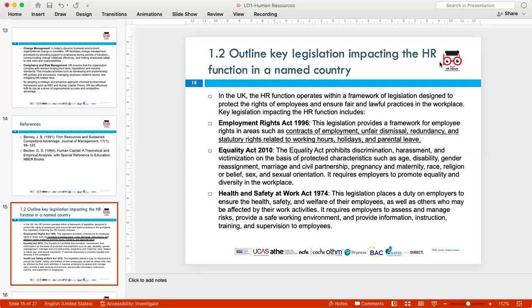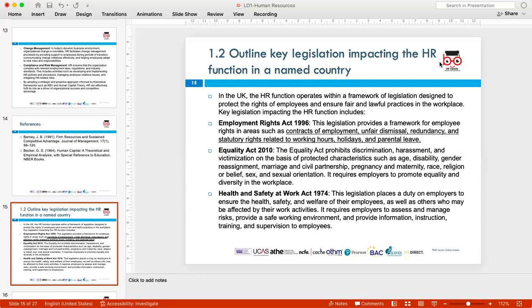Equality Act 2010. The Equality Act prohibits discrimination, harassment, and victimization on the basis of protected characteristics such as age, disability, gender reassignment, marriage and civil partnership, pregnancy and maternity, race, religion or belief, sex, and sexual orientation. It requires employers to promote equality and diversity in the workplace.